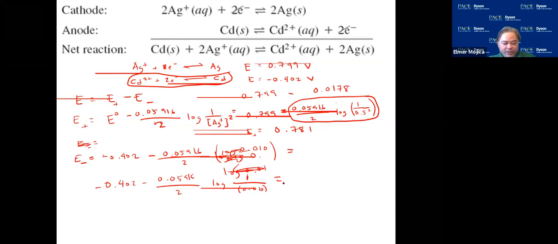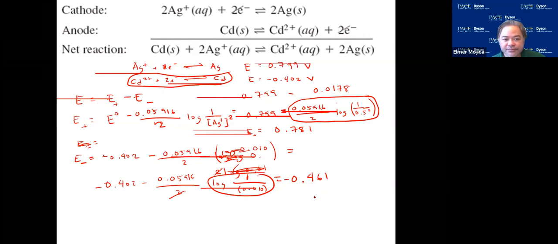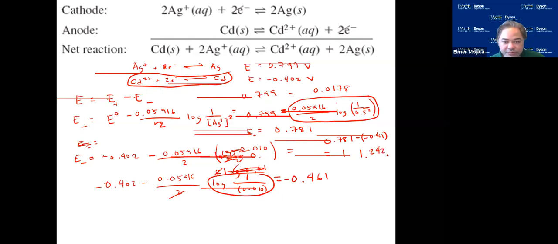So if we have it like that, log of 1 divided by 0.01, that's 2. So negative 0.402 minus 0.05916, this is just equal to 2. So if that's 2 and 2 here, this is the value that you have. So you end up with negative 0.461. Okay. So to get the value that we have here, 0.781 minus 0.461. So this is equal to, what do you have? I get here 1.242.